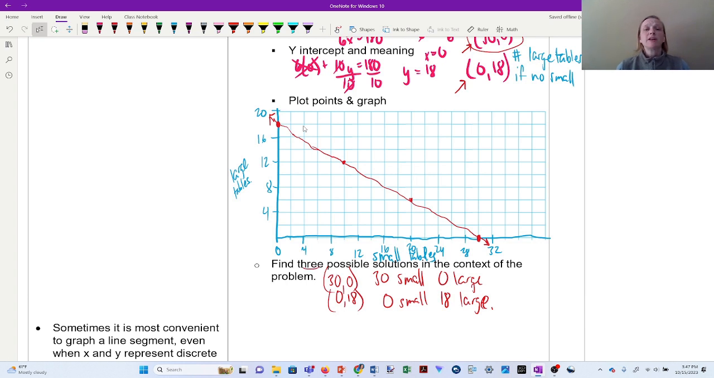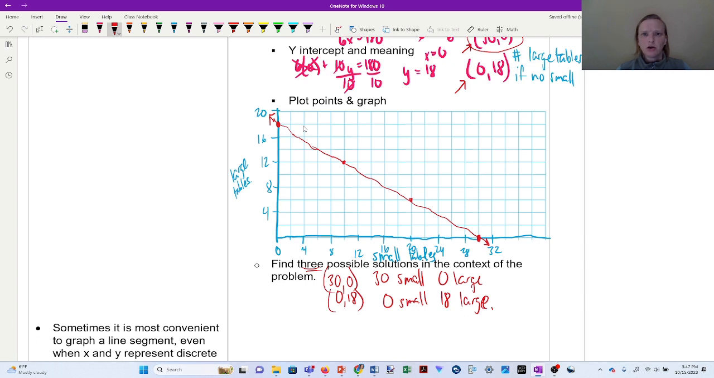But this is asking me to find 3 possible solutions. I know I only have 2 so far. So what else can I do? One strategy here, I mean, you can guess and check. If you've drawn an excellent line, you might be able to see where the points intersect the hash marks on the graph to find out where the whole numbers are.